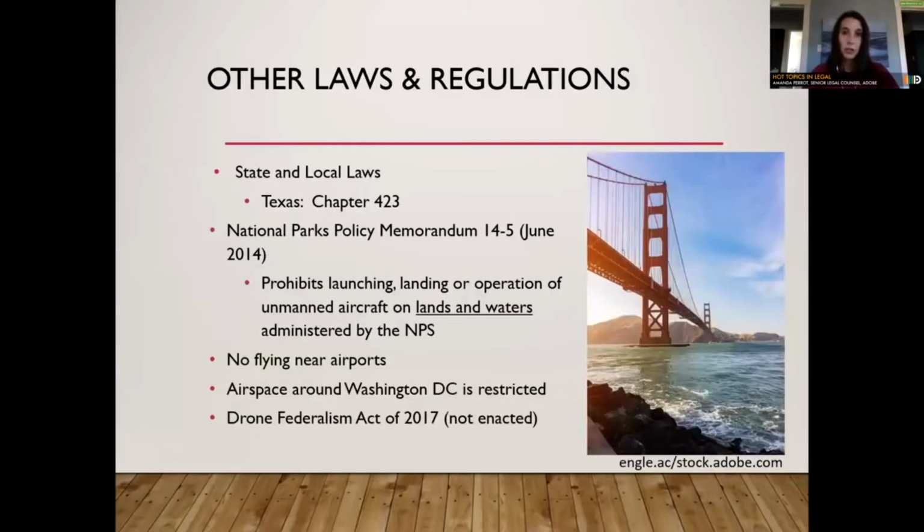Next slide, please. In addition to the remote pilot certification, there are other laws and regulations. Each state in the US has at least one law in effect or in the process of being passed. These laws cover a couple of different things involving drones: privacy, aerial trespassing, photography, and weapons. Texas has one of the most restrictive drone laws. It's chapter 423. Under Texas law, it's a crime to use drones for news gathering and other similar activity.